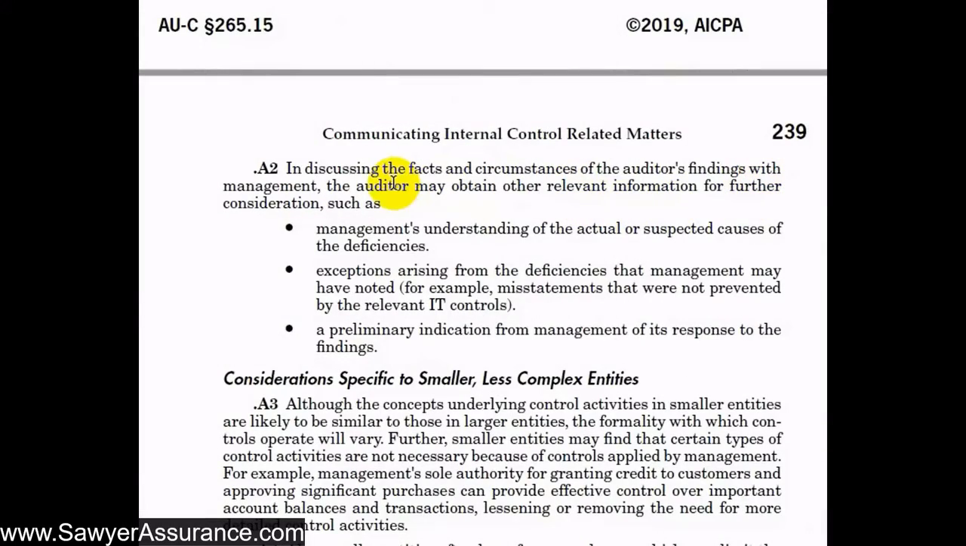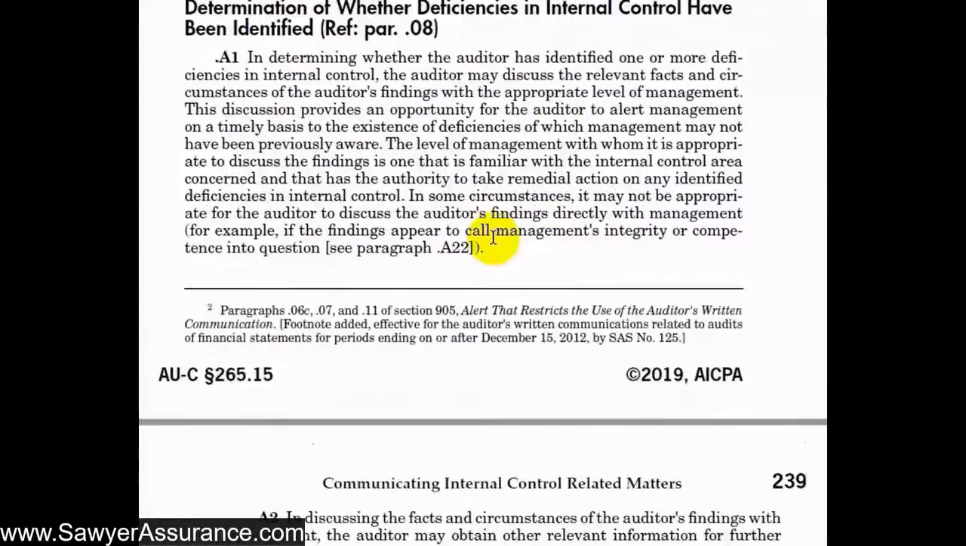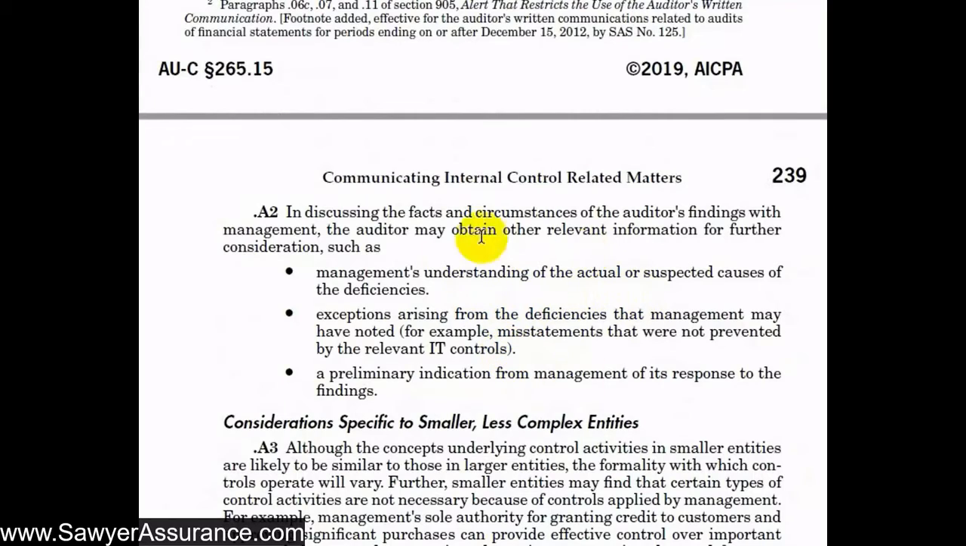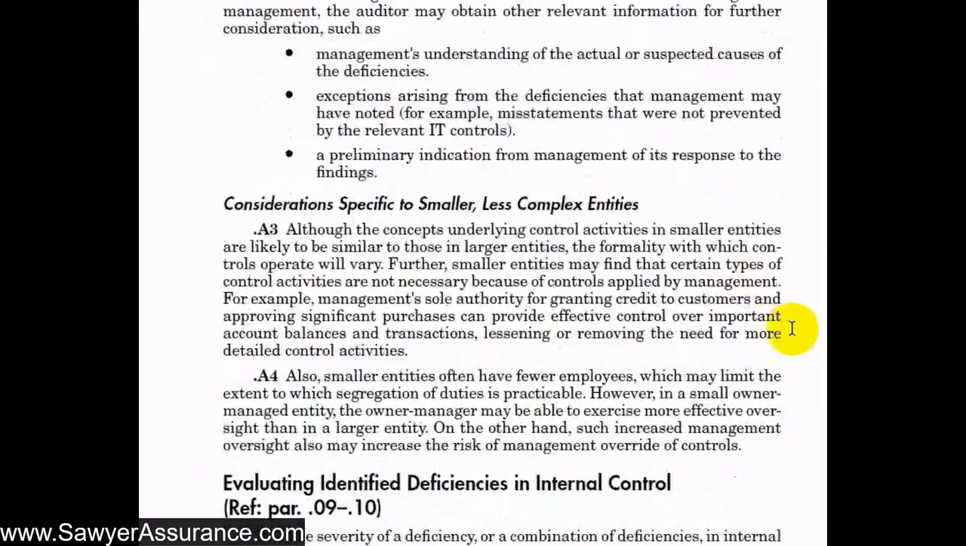And so in discussing the facts and circumstances of our findings with management, we may obtain other relevant information for further consideration. For instance, management's understanding of the actual or suspected causes of the deficiencies, expectations arising from the deficiencies that management may have noted, and a preliminary indication from management of its response to the finding. So by giving management a heads up of kind of what we found, it serves our purposes in all of these ways. We might get more information from management. It also gives us an indication of management's thoughts about the deficiency and what they might think about us including that in a formal letter to them.